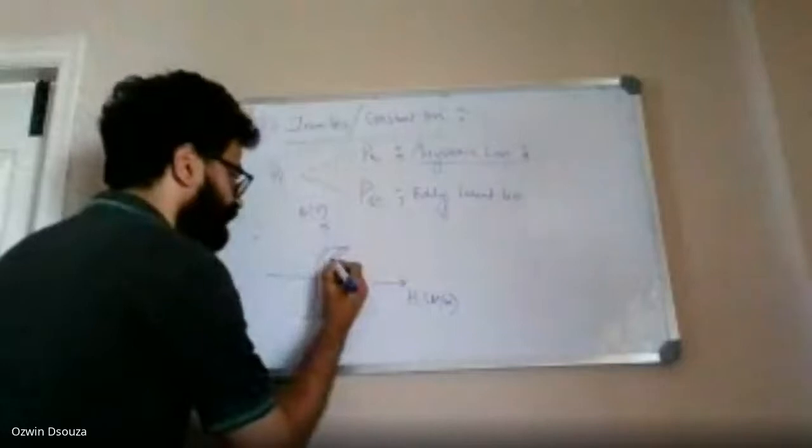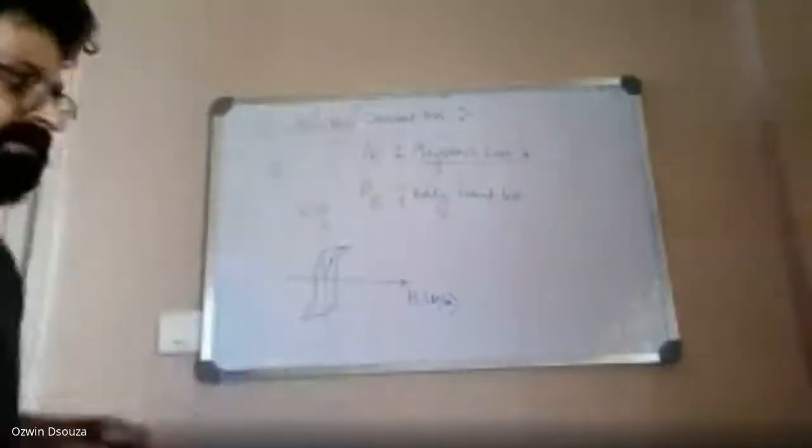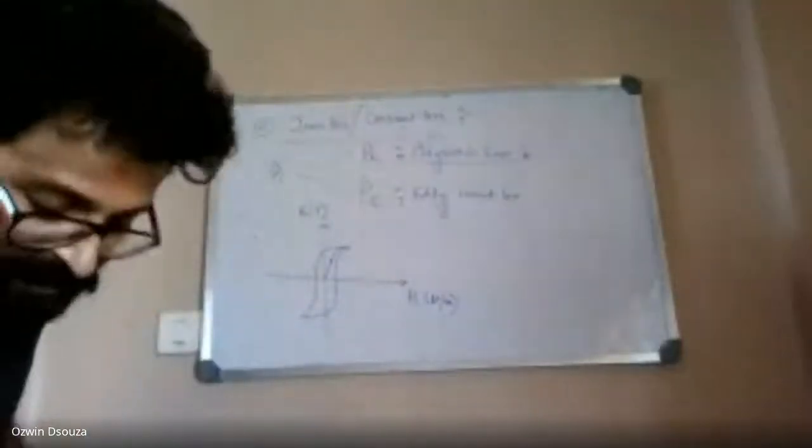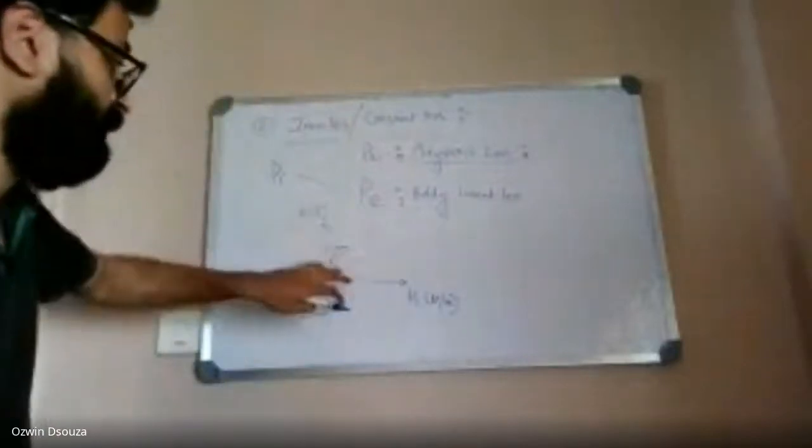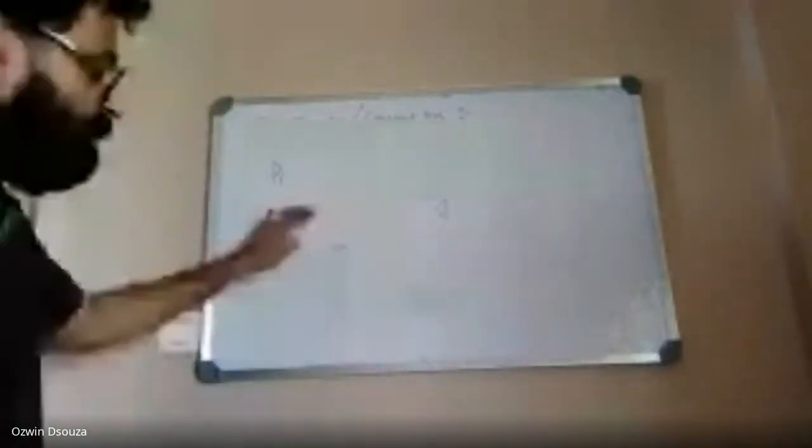So let's say in this direction, when H increases, the flux density B increases. Let us mark different regions, say A, B, and let us also mark, say C, and this point as D.